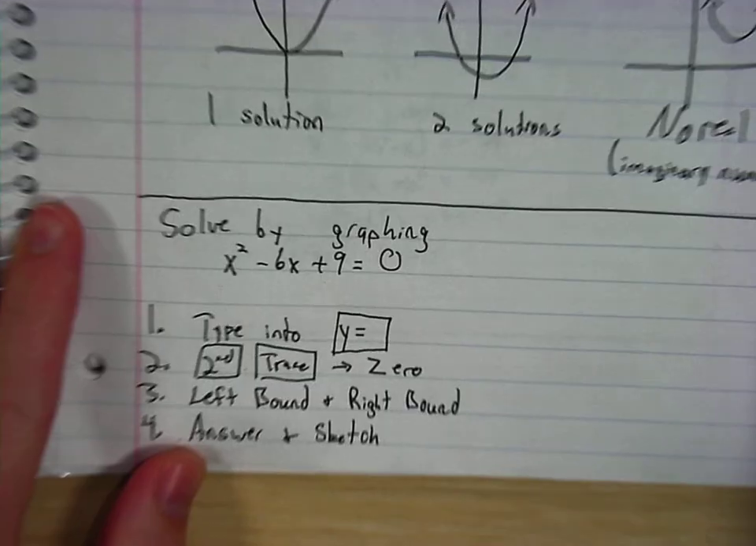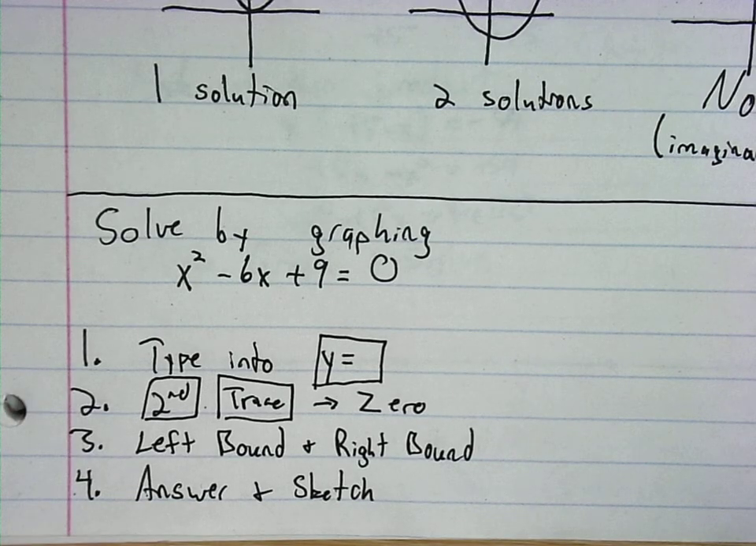Solve by graphing. Step 1, we're going to type it into y equals on the calculator. Step 2, you need to push second and trace to get to the calculate menu. And we want the 0. We want to pick 0. Then we're going to go through left bound and right bound, and that'll give you the answer. And then you need to draw a quick little sketch. So, here we go.